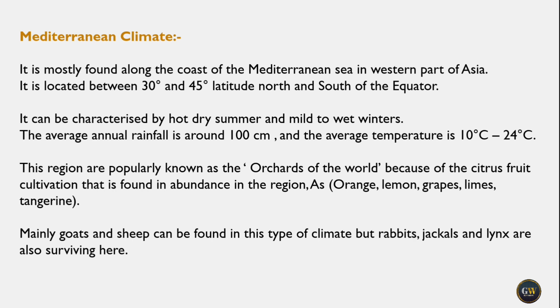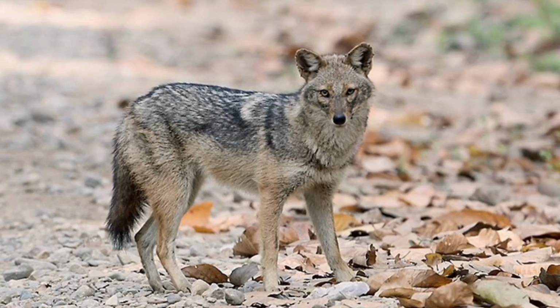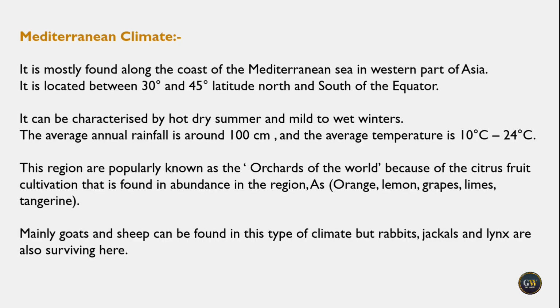This region is popularly known as the orchard of the world because of the citrus fruit that is grown and cultivated here in this climate. The citrus fruit cultivated here includes oranges, lemons, grapes, limes and tangerines. So these all are the citrus fruit that are grown here, and the cultivation of these trees is in abundance in this region. The animals found here are goats and sheep, but rabbits, jackals and lynx are also surviving here in this type of climate, the Mediterranean climate.